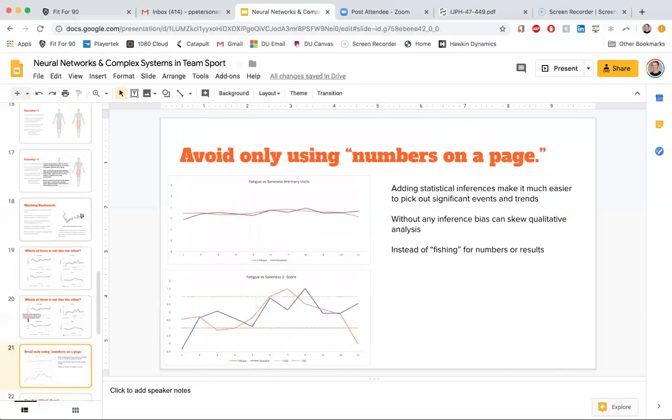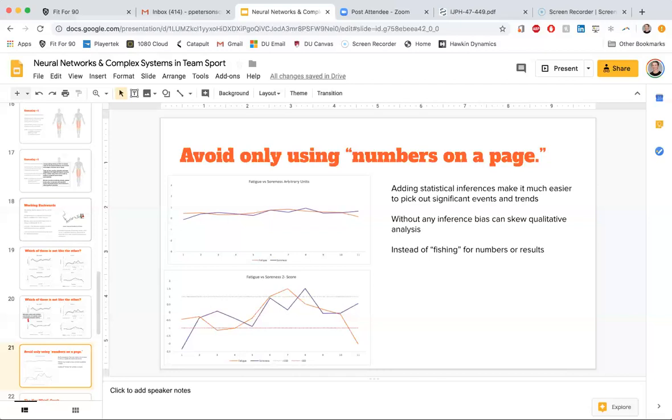So we really got to avoid that numbers on a page outlook and add some statistical inferences to make things easier to pick out your significant events. If you can't identify and flag these significant events and trends, then you're really just going to be chasing your own biases throughout the season and looking at things through one lens. Without any inferences, this will skew your qualitative analysis. You'll start to fish for numbers and results.